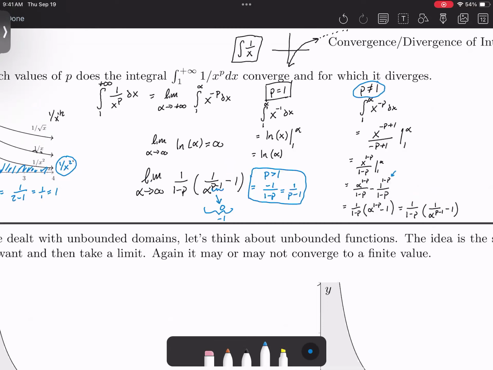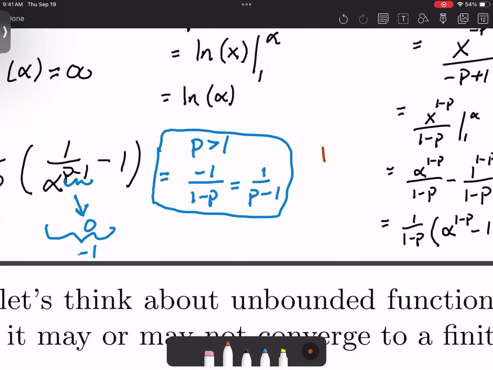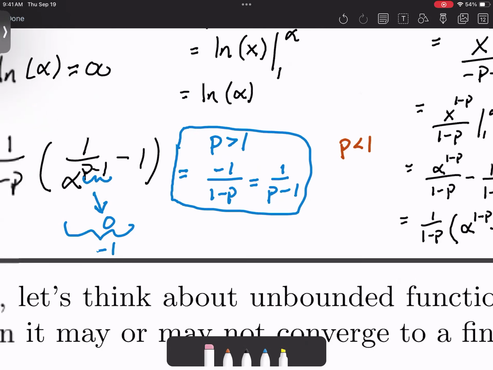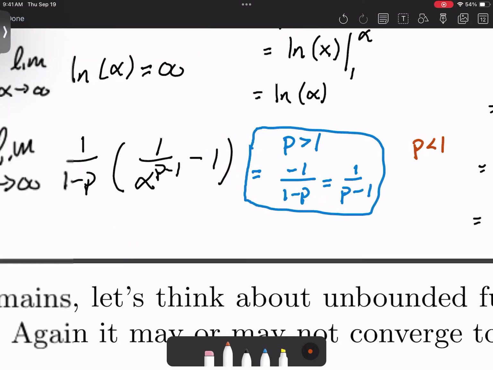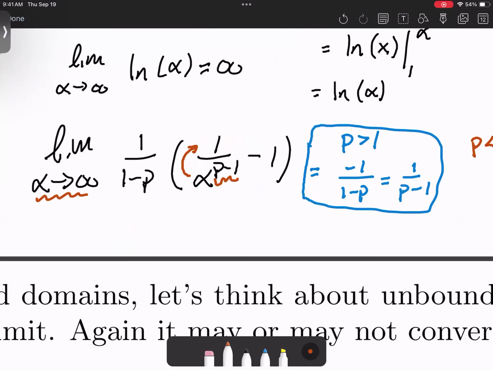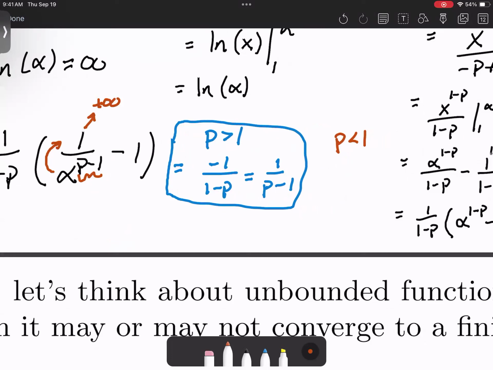All right, let's look at our other case. When p is less than 1, then p minus 1 is going to be a negative number. And if that's a negative number, it is going to move that alpha up into your numerator. And if your alpha is in your numerator, and you send alpha to infinity, this term is going to approach the value of infinity. So here we diverge. So our integral does not exist.